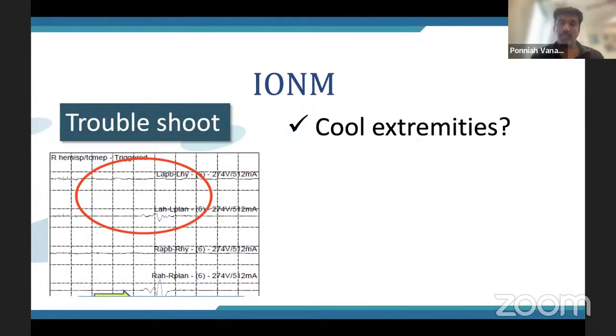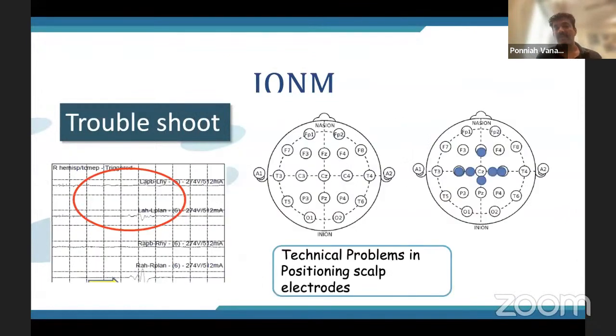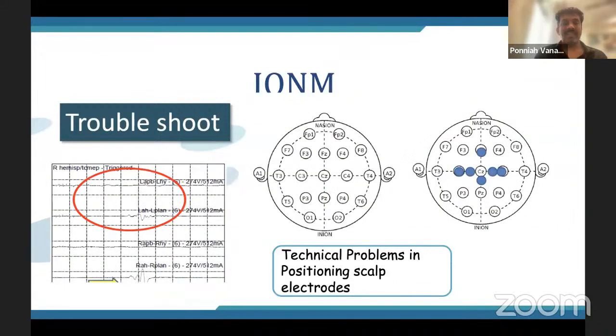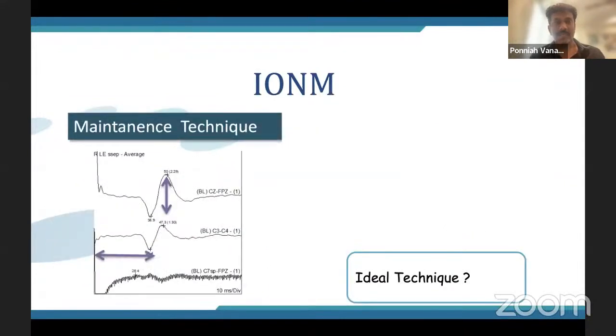So we have to be careful about cool extremities, tonic and IV infiltration. All these things can affect the signals. Technical problems will happen, and we need to be very careful, because a lot of leads are used, and the surgical field is completely draped, so technical problems can happen.